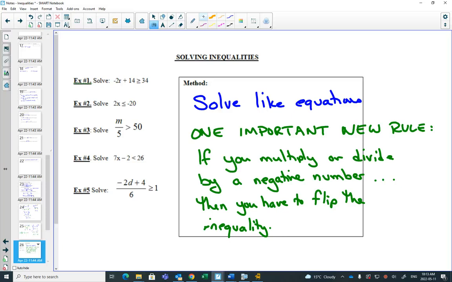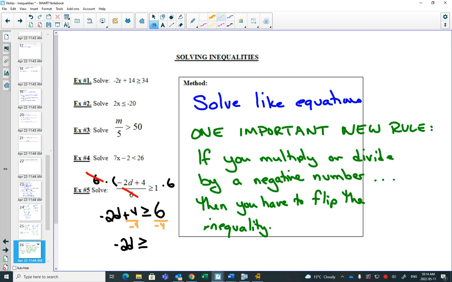Complicated, this question, because we have like terms, but this whole side is being divided by 6. So the first thing is we're going to multiply both sides by 6. We don't have to change the sign. It's going to be negative 2d plus 4, because these 6's will simplify, greater than or equal to 1 times 6 is 6. Then these are like terms, the 4 and the 6. So I'm going to subtract 4 on both sides.